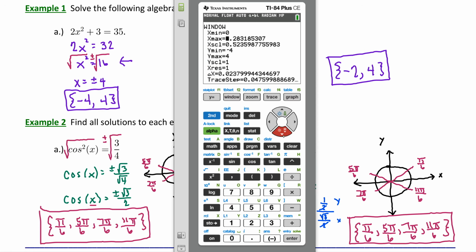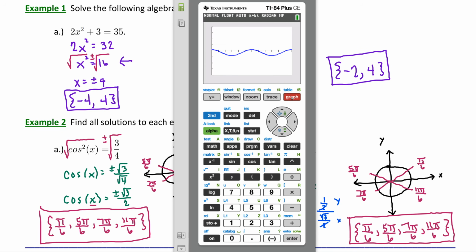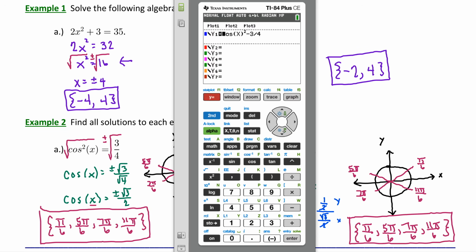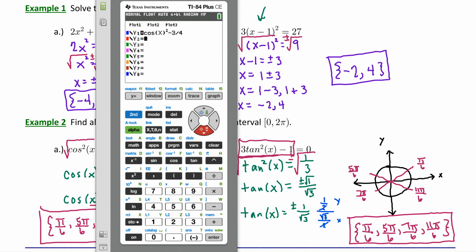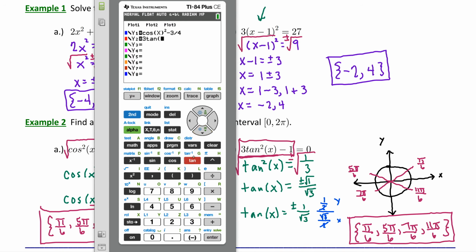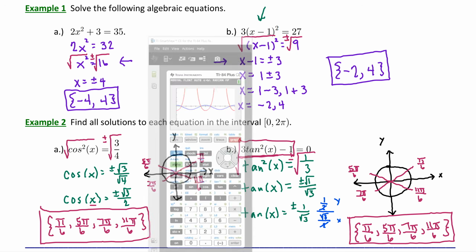The x minimum should be 0, x maximum should be 2 pi, and let's set our x scale to be multiples of pi over 6 since our answers were multiples of pi over 6. So here's the graph of the left side of the equation, of course set equal to 0. Notice we have 4 distinct solutions. Now I'm also going to graph the second equation here for y2. We'll type that in as 3 tangent of x squared minus 1. And let's observe that this graph shares the exact same x-intercepts, pi over 6, 5 pi over 6, 7 pi over 6, and 11 pi over 6. So we verified both equations in one graph. That's pretty efficient.